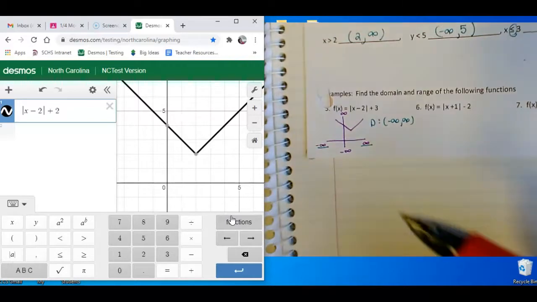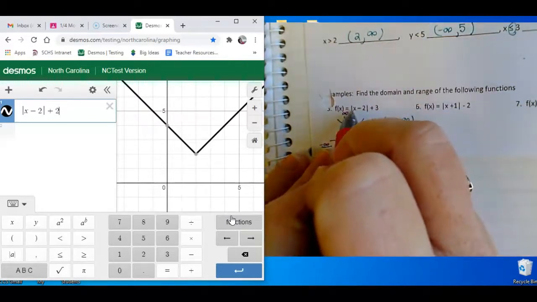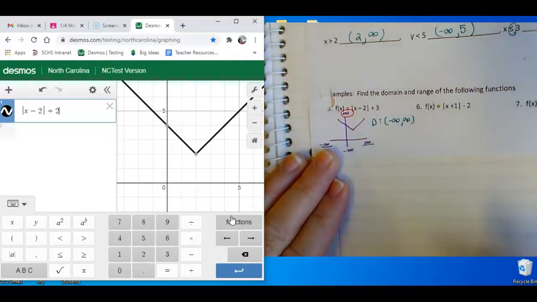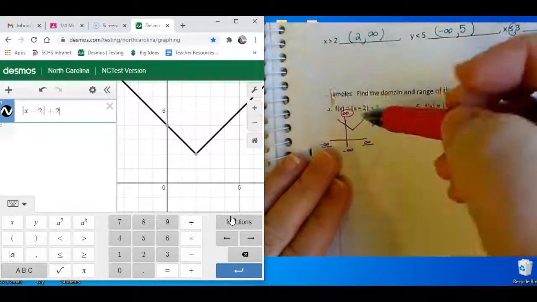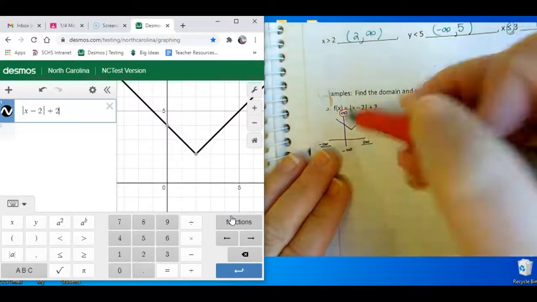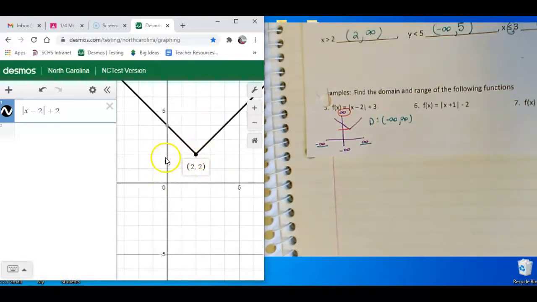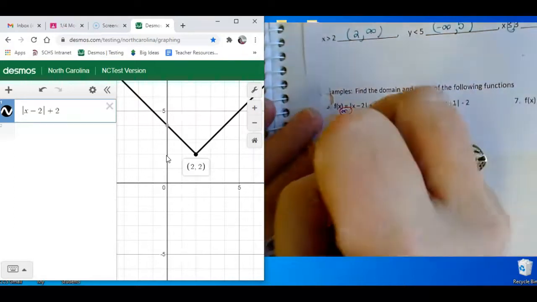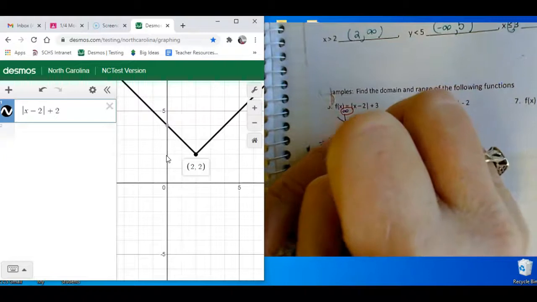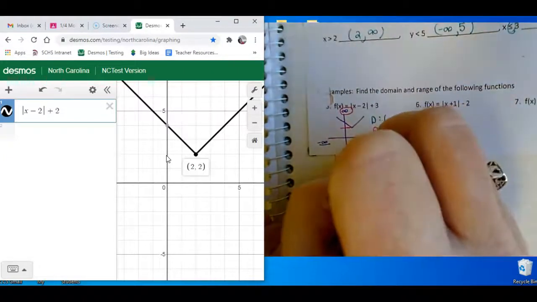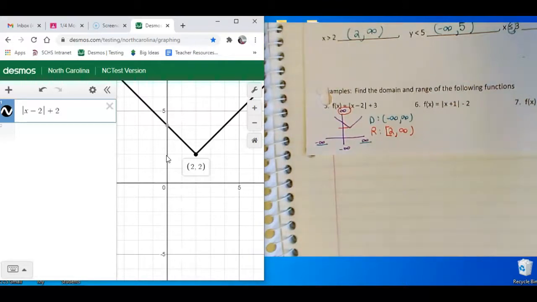For the range, it does go up forever. So infinity will be part of our answer. However, it doesn't go all the way down to here. It stops right here. That's like our starting point. So when you come over here to the graph, click on it, and think about where that would be on the y, where does that graph stop? At 2. So when we write the range, we're going to write 2 to infinity. And we put a bracket on the 2 because it includes that number.